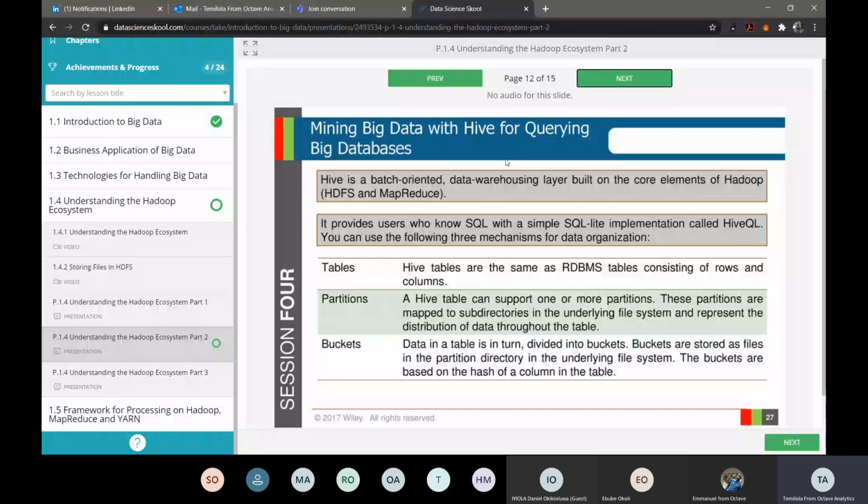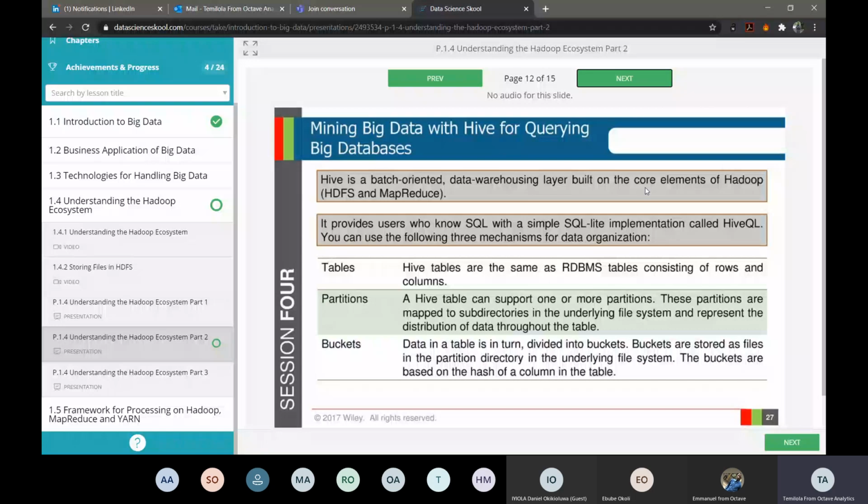It was built based on the core elements of HDFS and MapReduce. It provides users who know SQL with a simple SQL implementation called HiveQL. So the SQL implementation of Hive is HiveQL. You can use three mechanisms for data organization: tables, partitions, buckets, and so on.